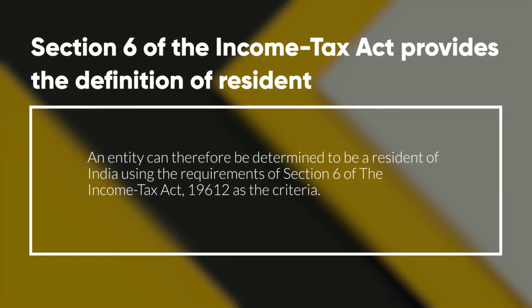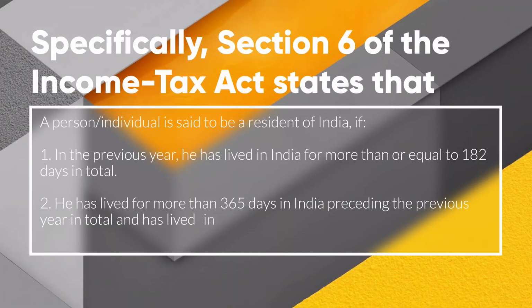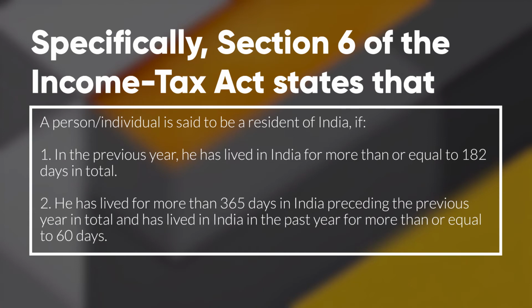An entity can therefore be determined to be a resident of India using the requirements of Section 6 of the Income Tax Act 1961 as the criteria. Specifically, Section 6 states that a person or individual is said to be a resident of India if: Number 1. In the previous year, he has lived in India for more than or equal to 182 days in total. Number 2. He has lived for more than 365 days in India preceding the previous year in total and has lived in India in the past year for more than or equal to 60 days.